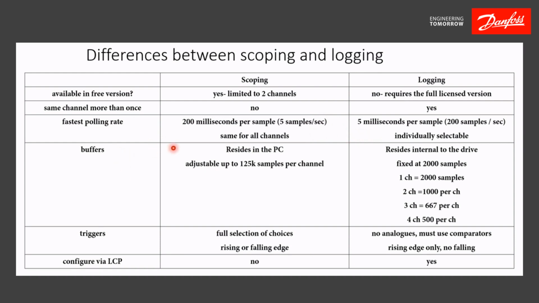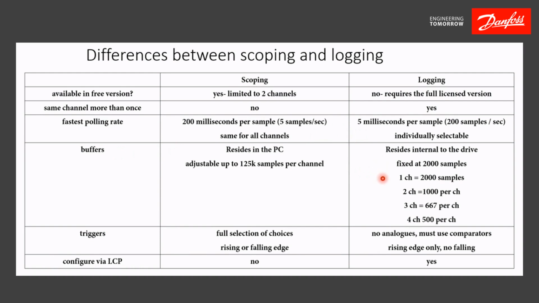And then the buffers, of course. When you're scoping, all the information is being stored on your PC. The buffer size is adjustable, up to a maximum of 125,000 samples per channel. When logging, the buffer is right inside the drive. There's a memory chip on the drive where this information is being stored, and it's fixed at 2,000 samples, shared equally among however many channels you choose.